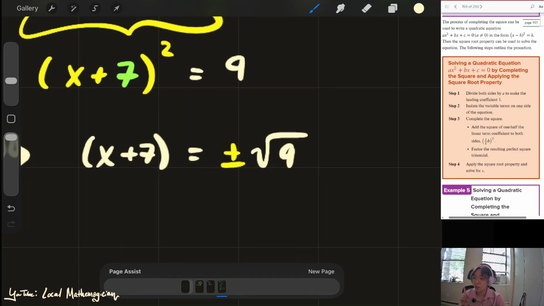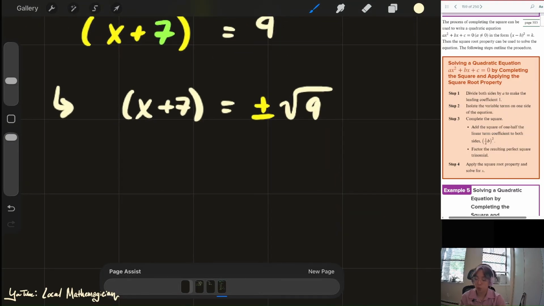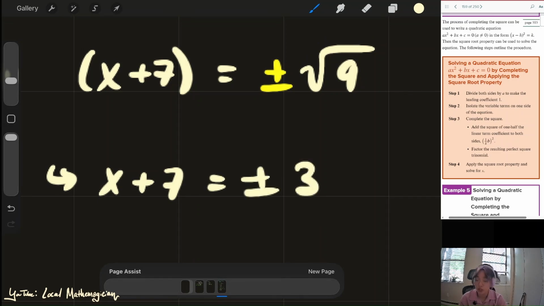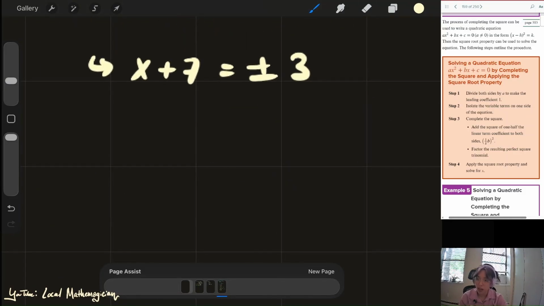Okay, but if this is true, and this is for solving equations, we're expecting both. It's an or statement. What is positive negative root 9? Well, we can simplify our problem into x plus 7 is equal to positive negative 3. It is both positive 3 or negative 3. Both are valid answers, right? And then, how do you get x by itself? You subtract 7. So you have x is equal to positive negative 3 minus 7.